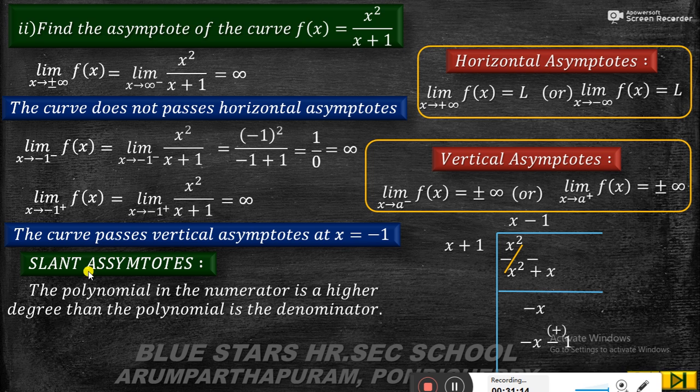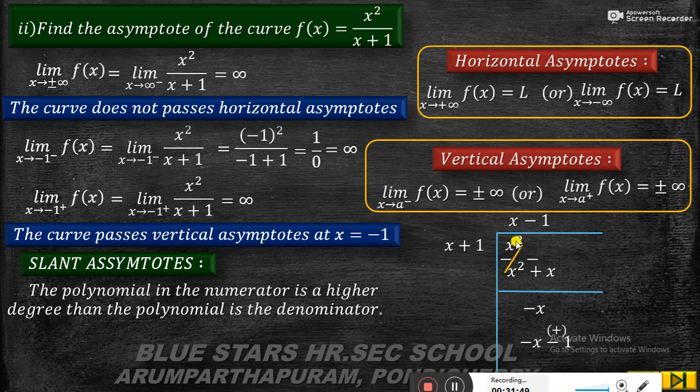Therefore, next we calculate the slant asymptote. Slant asymptote means the numerator is a polynomial whose degree is higher than the denominator, because the degree of the numerator is 2 and the degree of the denominator is 1. So x plus 1 divides x square. Now I write it using the long division method: inside the box I write the numerator, outside I write the denominator.